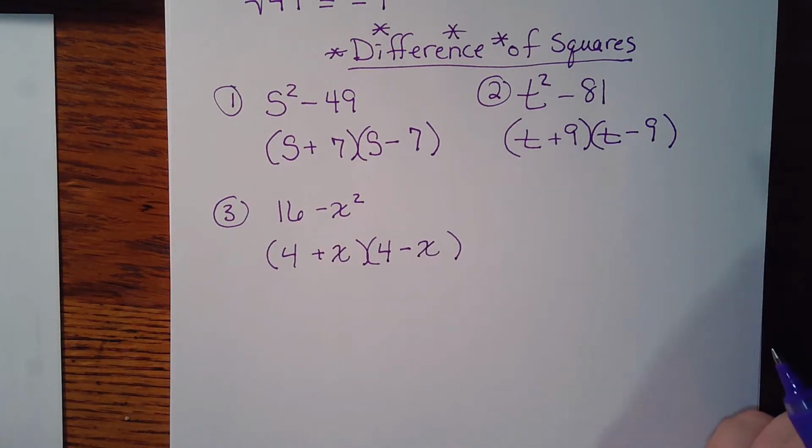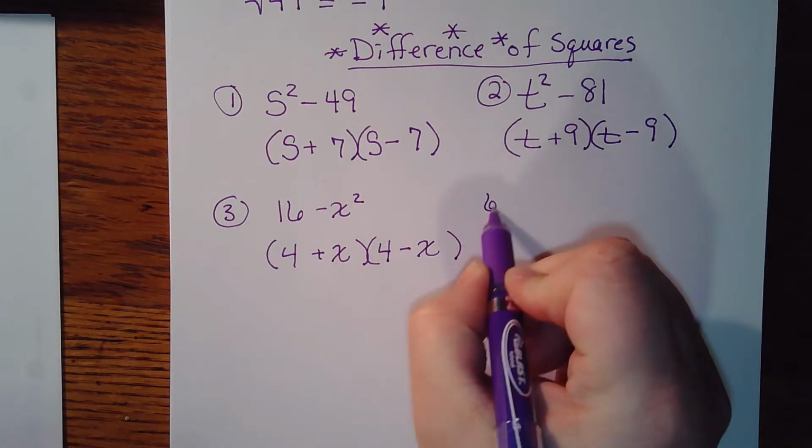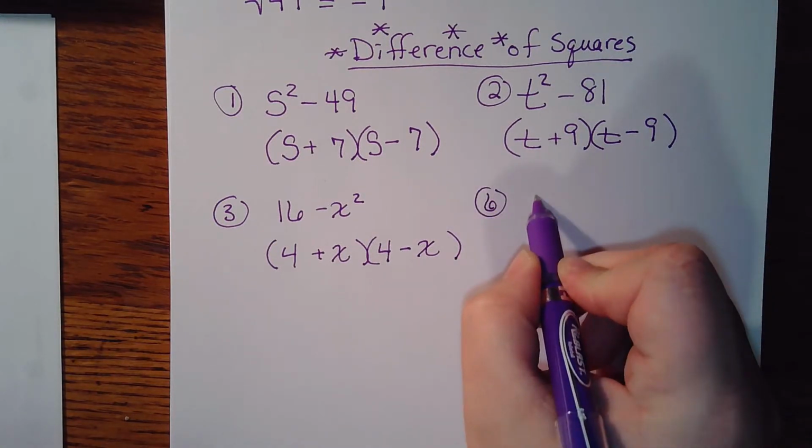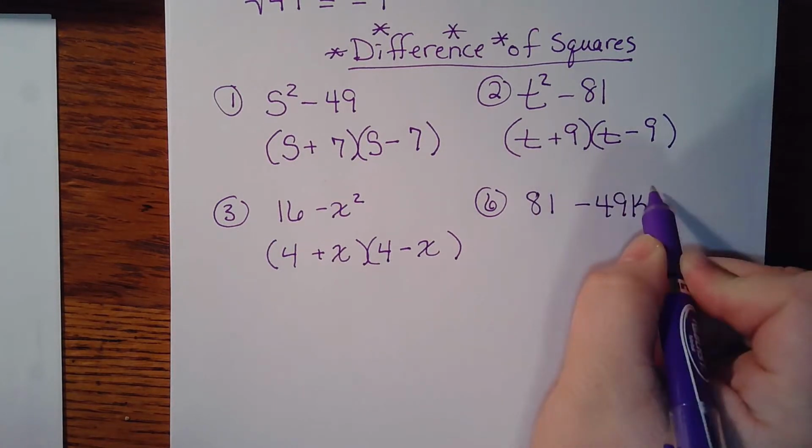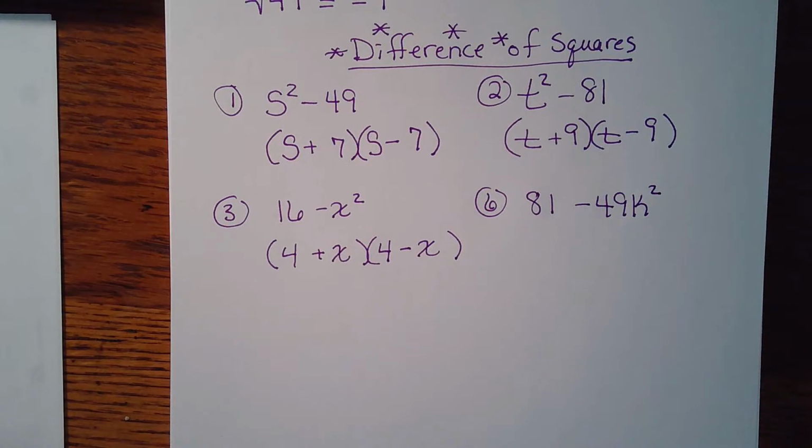So now try number 6, because it's the closest one we have that is similar to this. Don't panic about the number in front of the k squared. Remember, just square root it like you've been doing. So take a moment and try this one, and then we'll check it.